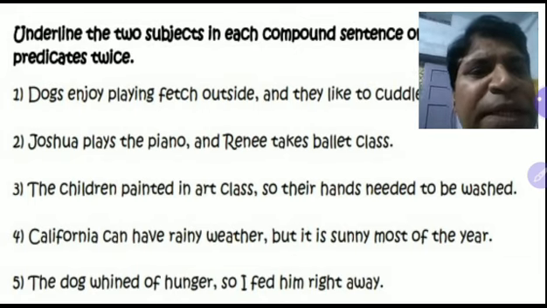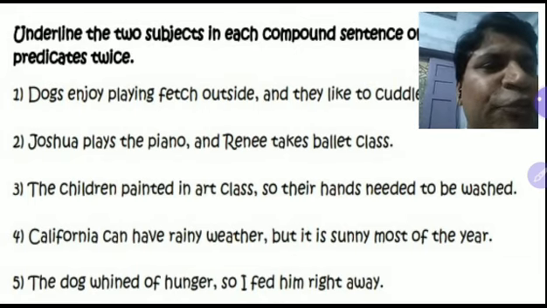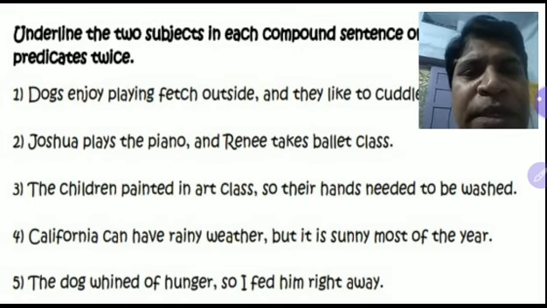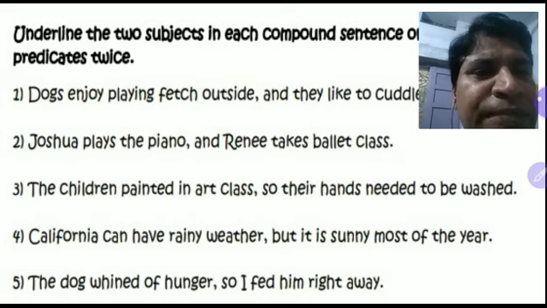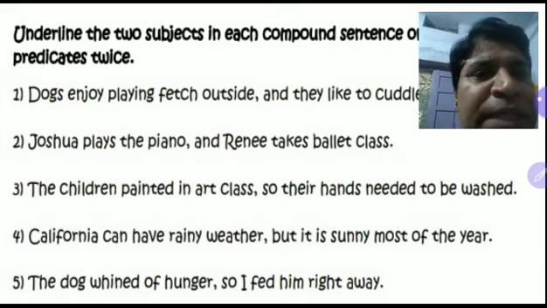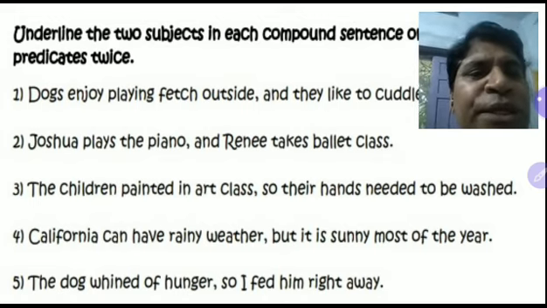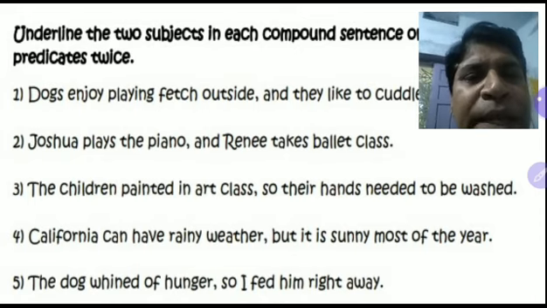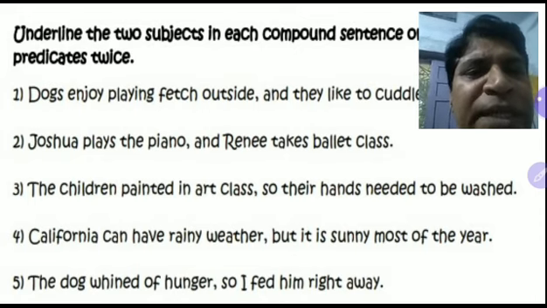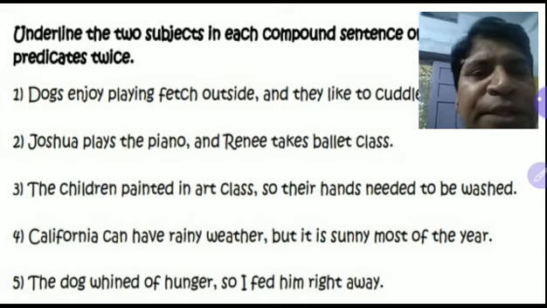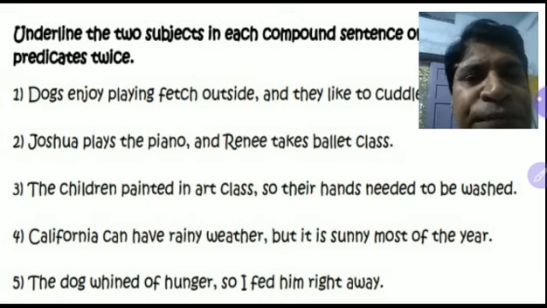Now come to the third sentence. The children painted in art class, so their hands needed to be washed. Here you have to underline the children and their hands. You have to underline these two subjects. And then two predicates, painted in art class and needed to be washed. You have to underline these two parts twice.